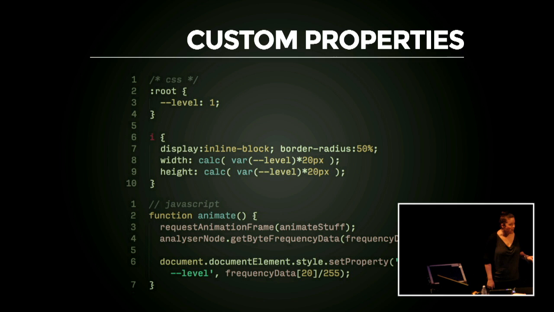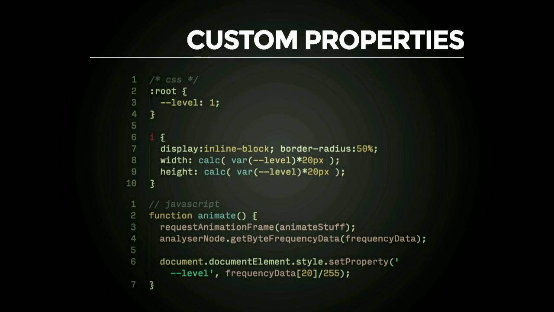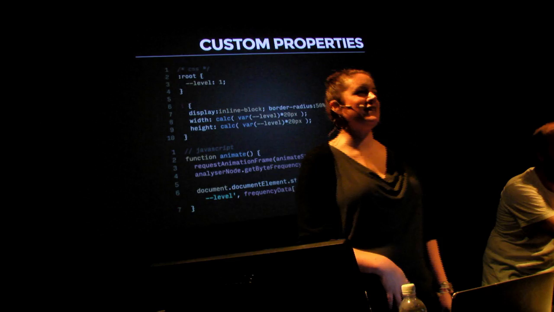So we can do that here. We're using the getByteFrequencyData. So our frequency data here is our frequency data array. And then we're just doing document.documentElement.style.setProperty. And then the level there, that's my CSS variable. And I'm just passing that data back into my CSS. So I can change anything in the browser, CSS-wise, with that frequency data.